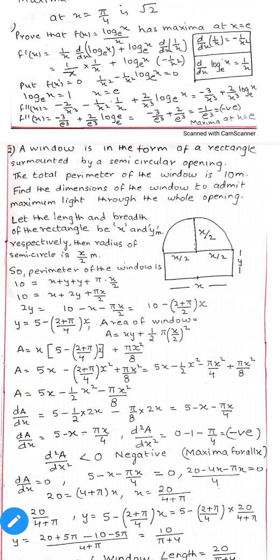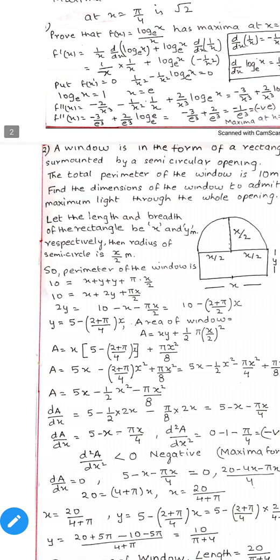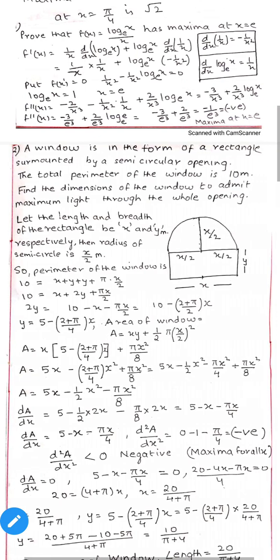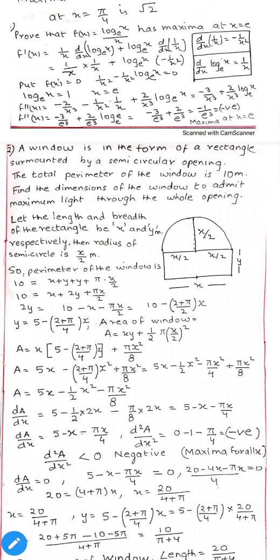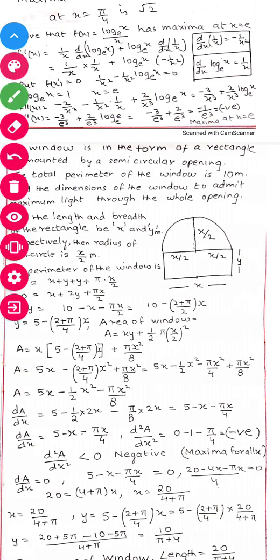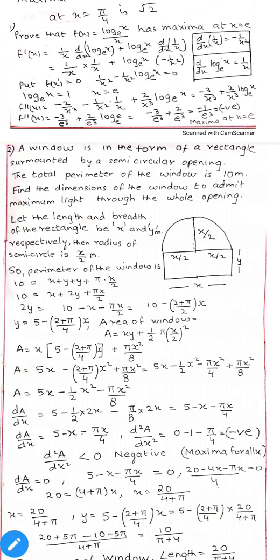Prove that f(x) is equal to log x upon x has maximum value at x is equal to e. f'(x) is equal to 1 upon x d by dx of log x plus log x d by dx of 1 upon x, that is using product rule. We are differentiating. Derivative of log x is 1 over x and derivative of 1 upon x is minus 1 over x square, as you can see in the box.